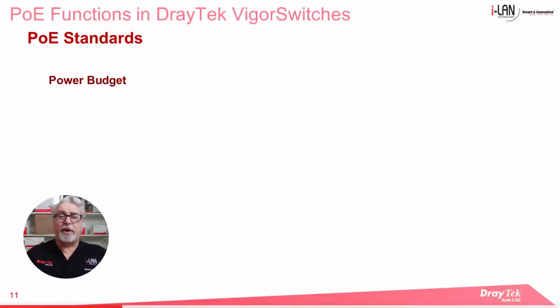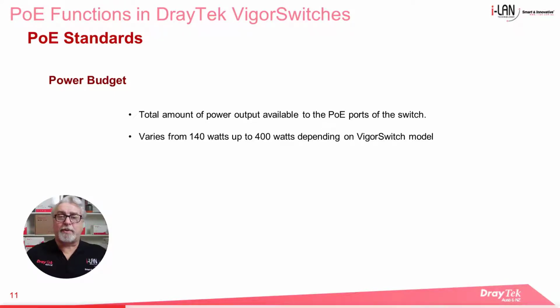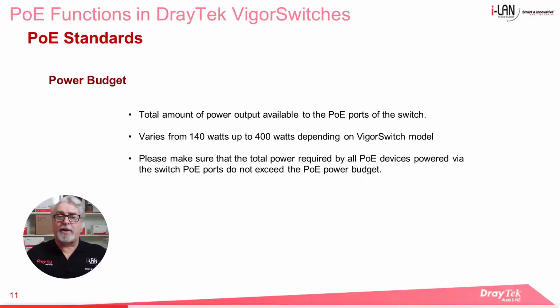One term used in PoE switch specifications is power budget, which is the total amount of power available to all PoE ports of the switch. It varies depending on the switch model and can range from 140 watts up to 400 watts in VigorSwitches. What that means is you'll need to do some calculations to ensure that the switch you want to use will have sufficient power to power all of your devices.